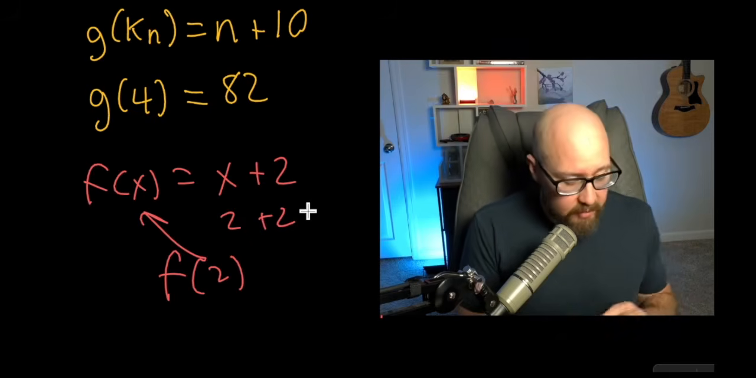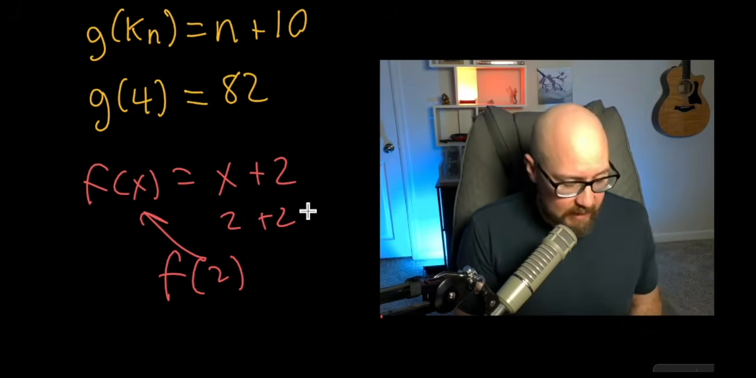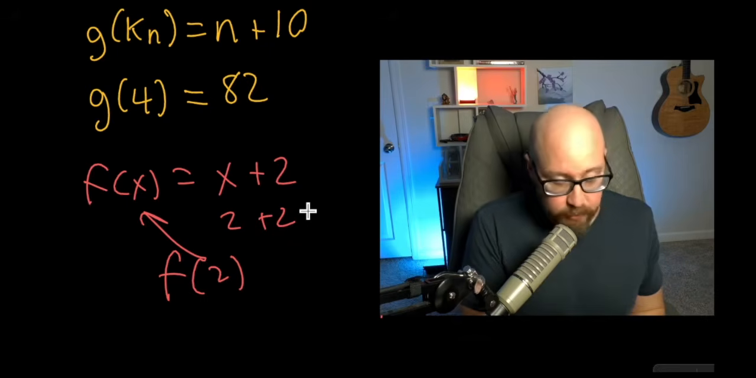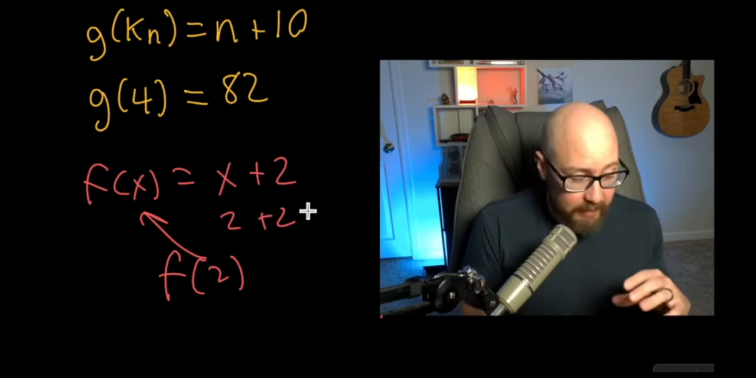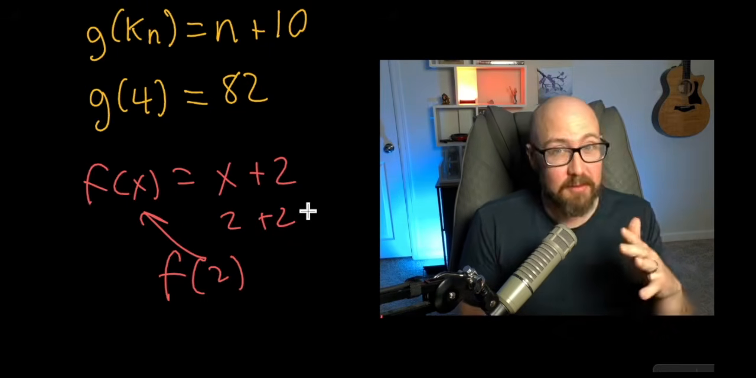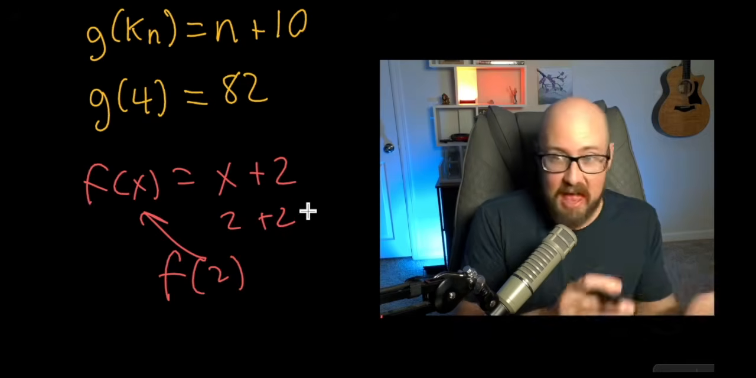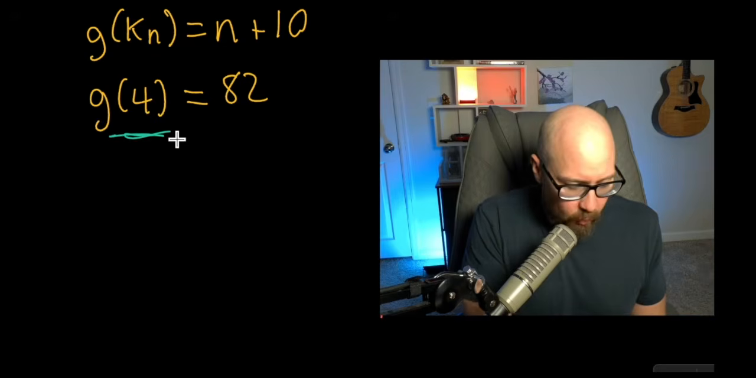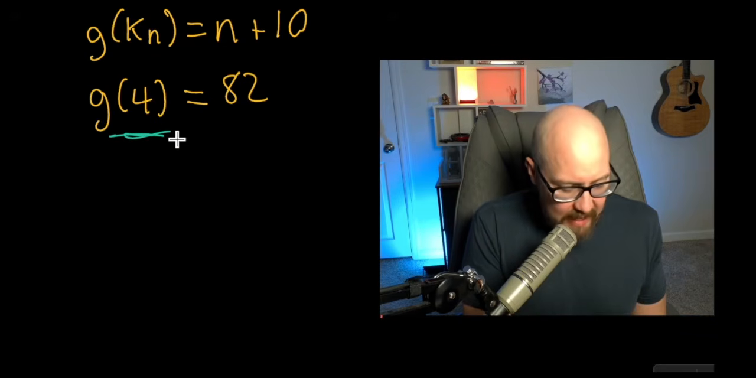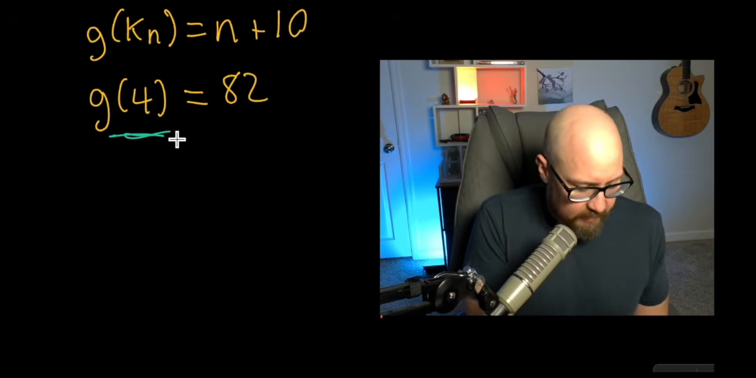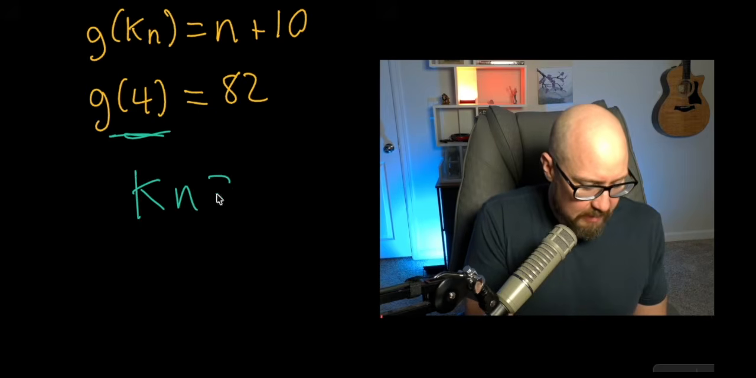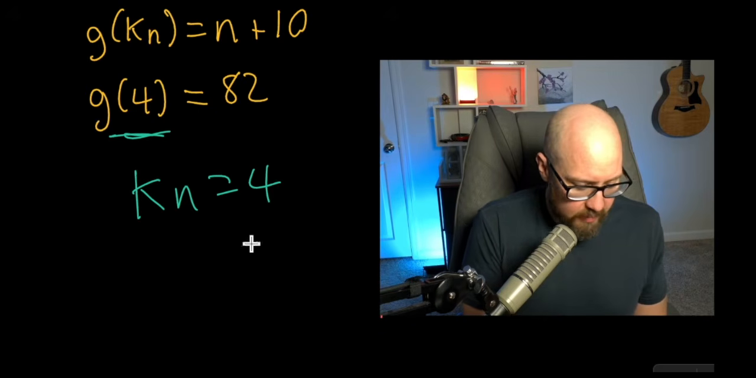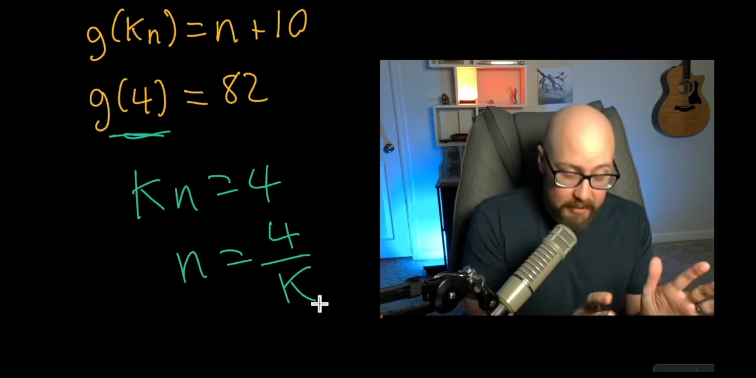But here, we actually want to think of it the same way, where whatever gets plugged in is going to replace kn rather than just replacing n or k, right? So when we say g of 4, we're replacing kn with 4. So if kn equals 4, then n is actually going to be 4 divided by k. So that is our starting point.